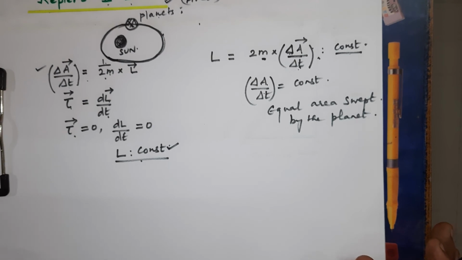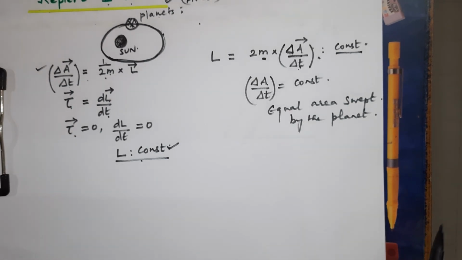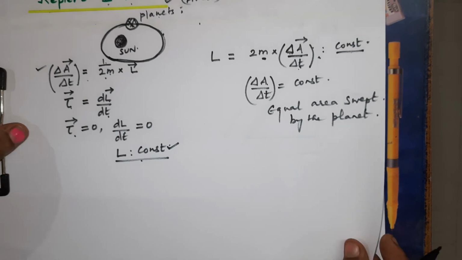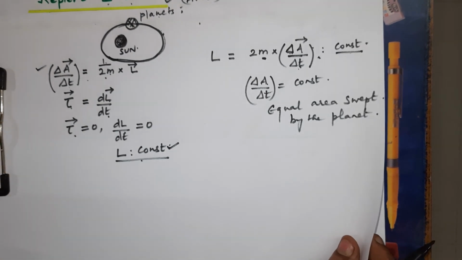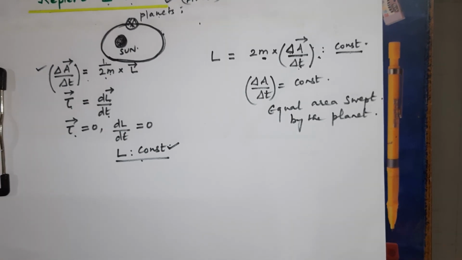That is, Kepler's second law here states that the line joining the planet to the sun sweeps out equal areas in equal intervals of time. Therefore, the areal velocity is going to be constant here. So, this explains Kepler's second law in terms of rotational mechanics by using the angular momentum concept. Hope you understood this.